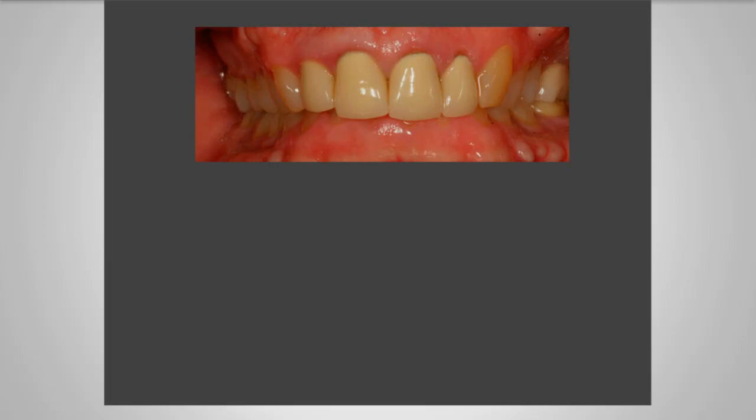Now, looking at this patient, we're not going to have time to go over a lot of the details, but this was a Class 2 Division 2 patient. Actually, Class 2 Division 1, deep bite Class 2, who came in for a restoration. And these typically are cases that need to have vertical dimension recaptured. Vertical dimension of occlusion is a muscle position, not a tooth position.